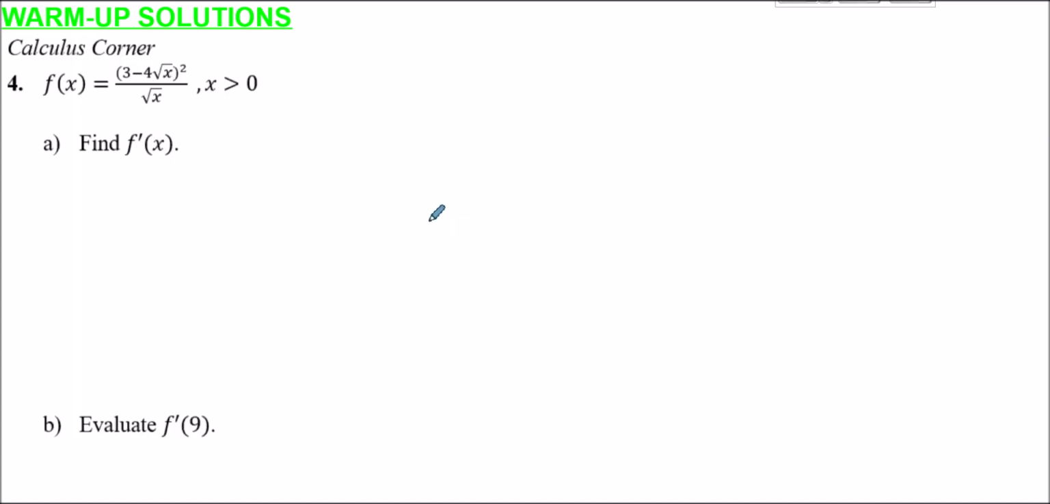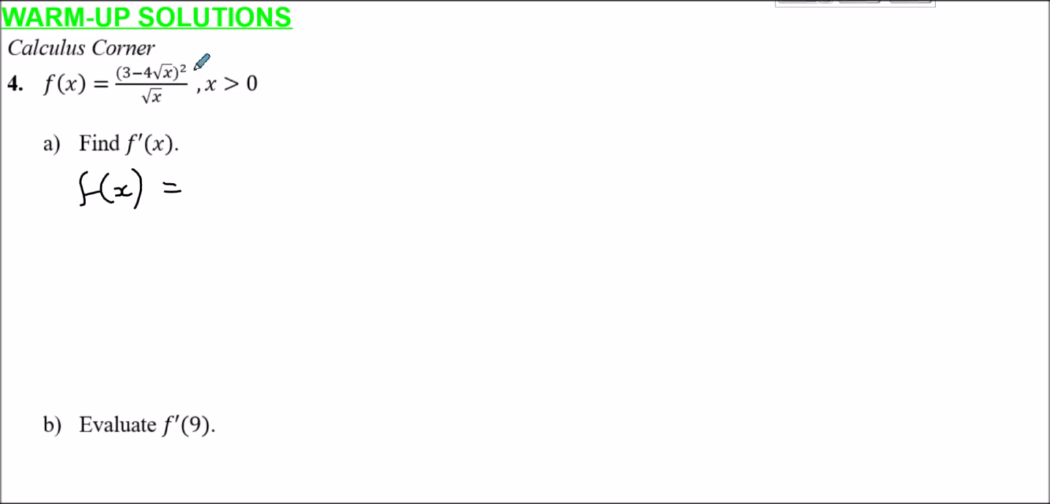Finally, question 4, the now infamous or famous calculus corner. For this one, we've got to differentiate f of x. So we're told what f of x is, we need to find f dashed of x. First of all, f of x isn't in the easiest form to deal with. So let's see if we can simplify this down slightly. Let's square out the top, and also we can replace the root, the third form, with an index form.